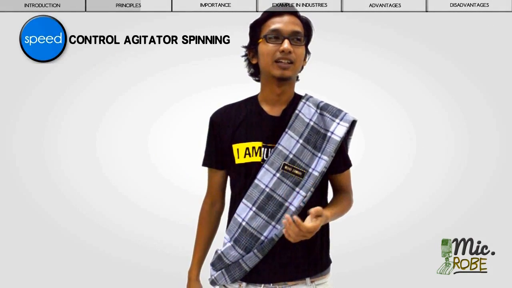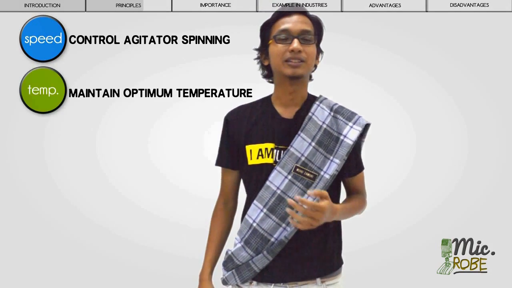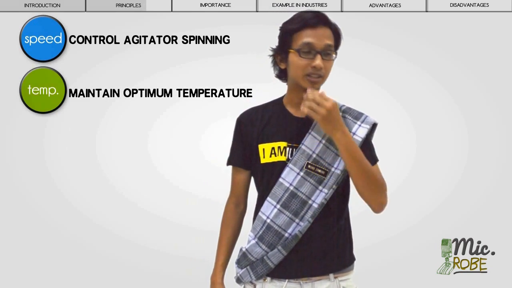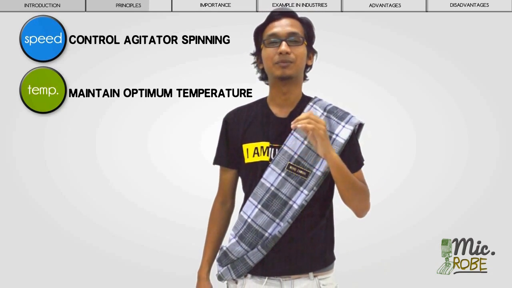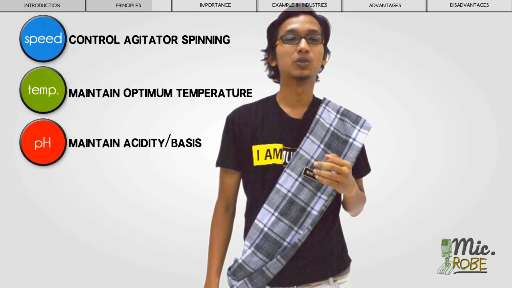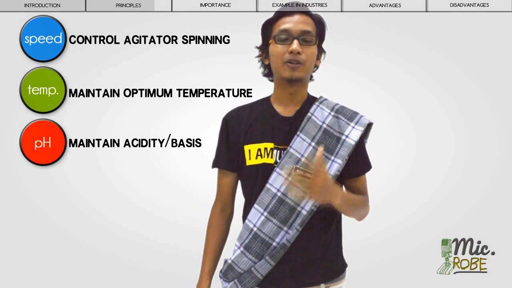The first one is the speed controller, which controls the agitator spinning. The second one is the temperature, which maintains the temperature by lowering and raising it, reaching the optimum temperature desired by the cell culture. The third one is the pH controller, which maintains the basicity or acidity of the bioreactor.